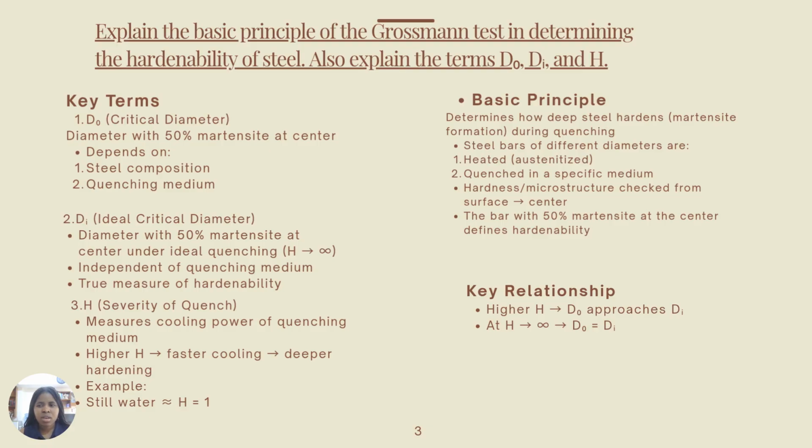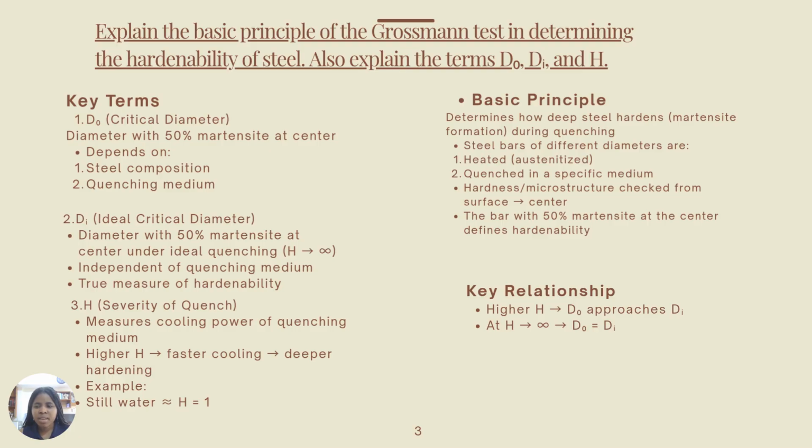The basic concept of the Grossmann test: the purpose of this test is to measure the hardenability, which means how deep steel can harden when it is quenched. This is different from the hardness test, because hardness tells us how hard the surface is, while hardenability tells us how deep that hardness goes inside the material. The basic principle of the Grossmann test is quite simple.